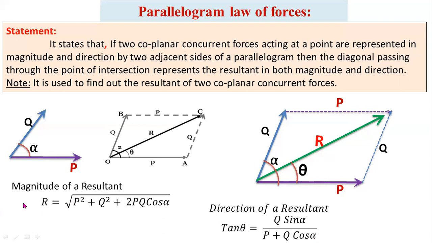Now you can observe the magnitude of the resultant. The formula is capital R. Capital R means resultant. Capital R equals the square root of horizontal force P square plus inclined force Q square plus 2PQ cos alpha. This is the length of the resultant.